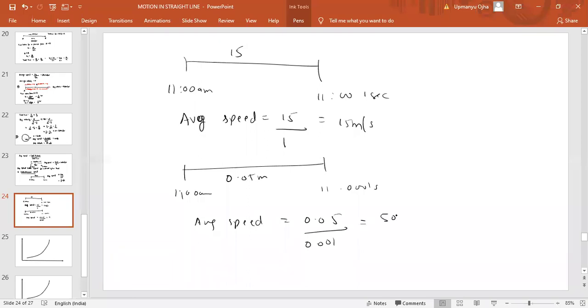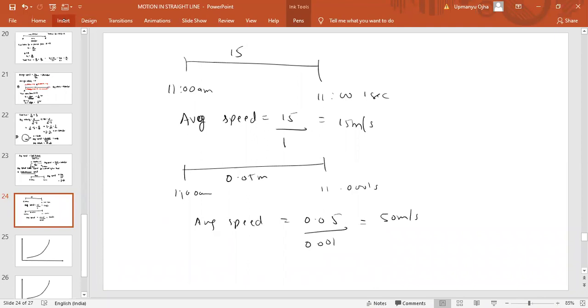Okay, so we can see that if I keep on reducing the time interval, we are getting the speed of the body for a particular instant of time, like 11 a.m. Now I can surely say that at 11 a.m. the speed of the car would have been 50 meter per second. So if I keep on reducing the time interval, I will get the instantaneous speed of the particle. Now how are we defining instantaneous speed?